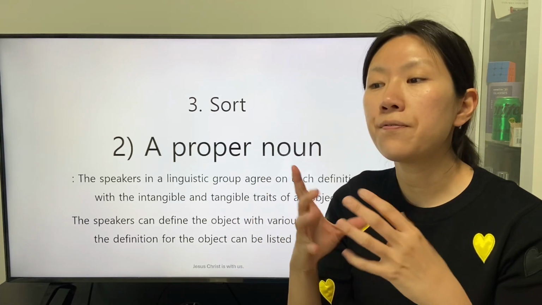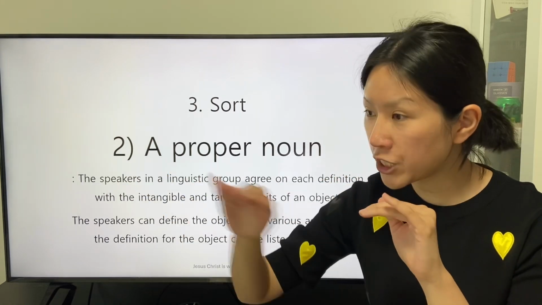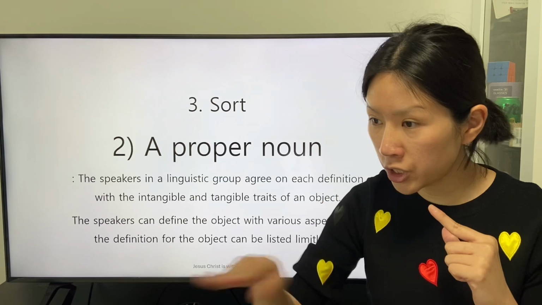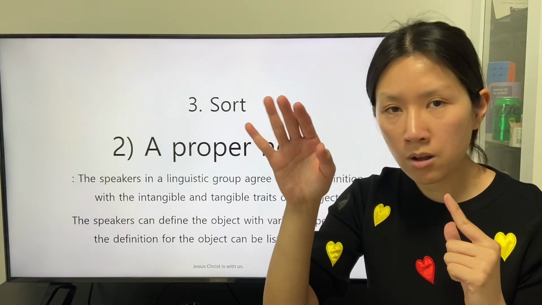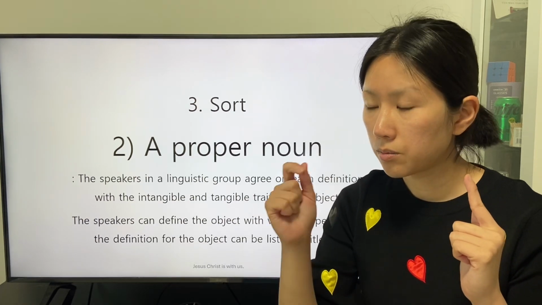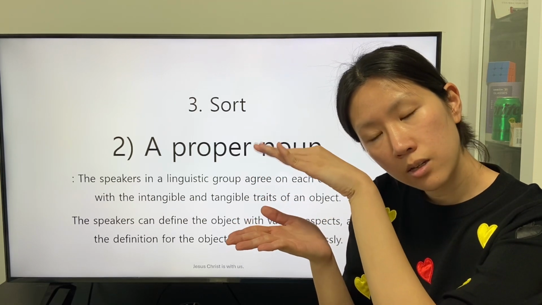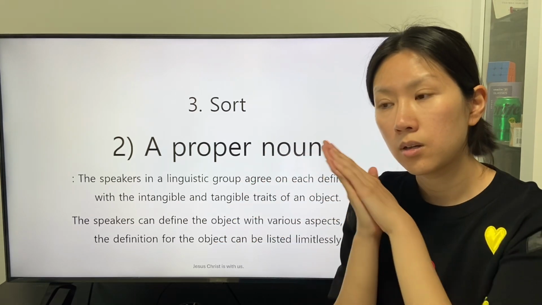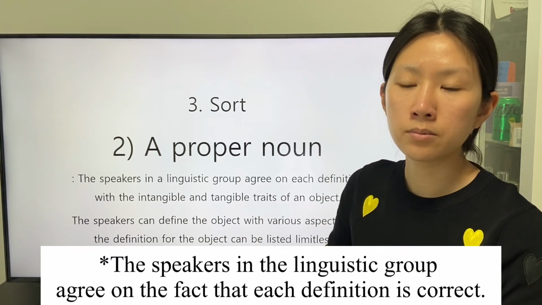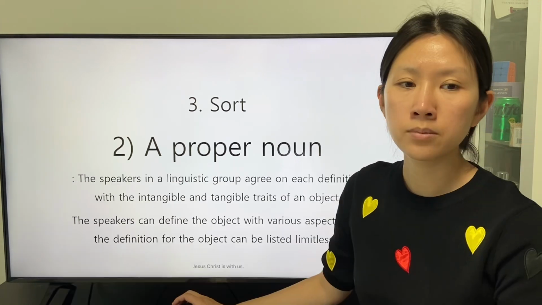The speakers who define a proper noun with the definitions that are correct, the definitions that are able to be listed limitlessly, include the tangible object and the intangible object, both. The speakers in the linguistic group agree on the fact that each definition is correct.